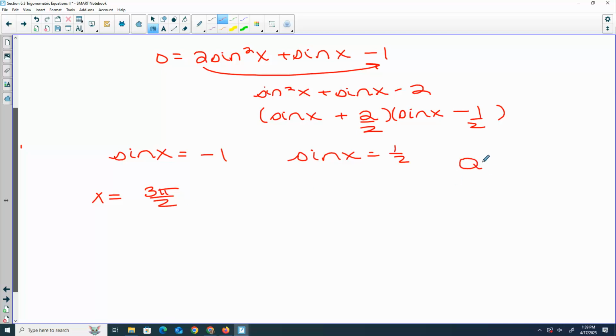sine is 1/2, it's positive in 1 and 2. Reference angle is pi over 6. So pi over 6 in quadrant 1 is pi over 6. And in quadrant 2 it would be 5 pi over 6.